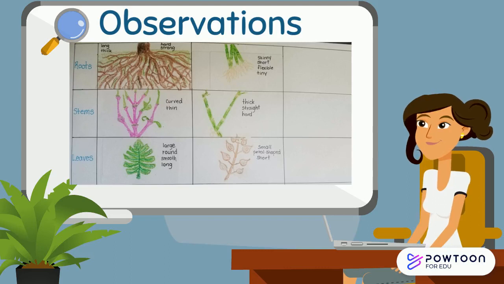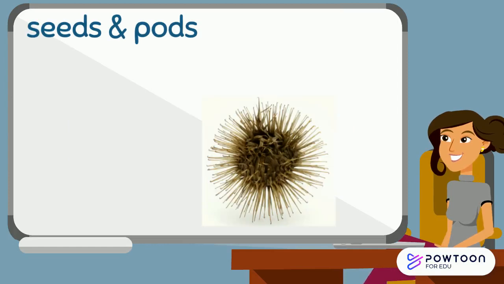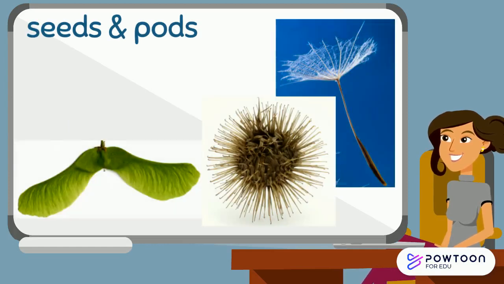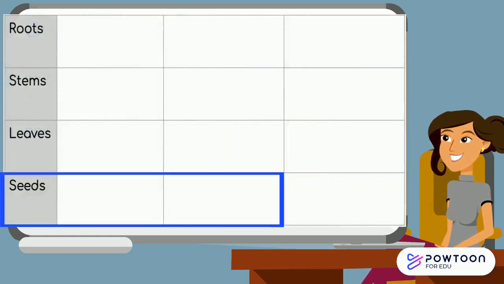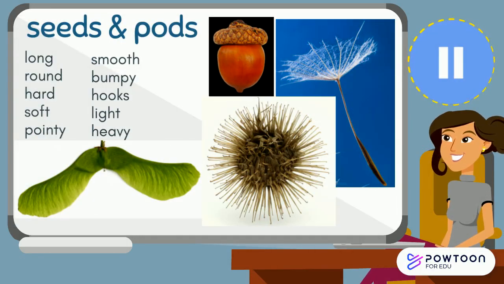So let's look at one more plant part, the seeds. Here are some photos of different seeds, and they all have different structures. Please pick 2 of the seeds to do your observations, just like you did with the leaves. Go ahead and pause the video now.